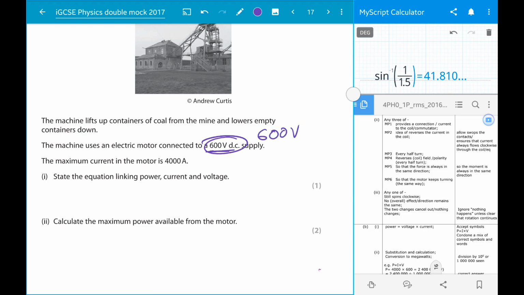600 volts and 4,000 amps I can see written down here. Remember that amps is current, volts is voltage. That's an easy one to remember, but amps being current, sometimes people forget. State the equation linking power, current and voltage. Well, power equals current times voltage. And the symbol for current is I, another strange one. So power equals current times voltage.